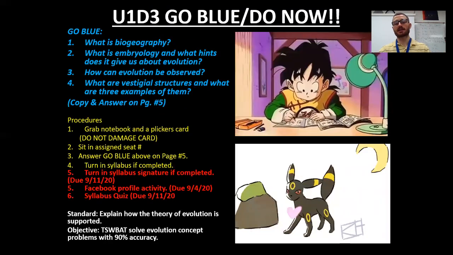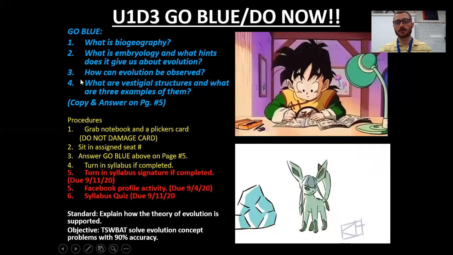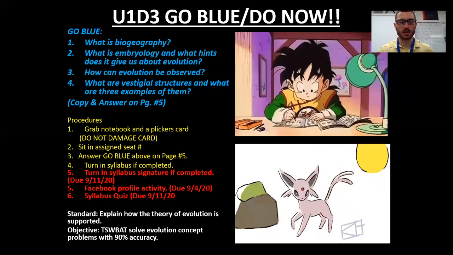Well, as you guys saw in the answers there, again, you should be writing down the Go Blue here. Write this down on page 5, okay? Then you're gonna answer the yellow here, right? 2, the earliest stages of an organism. Different organisms can look the same as embryos, which equals them having a common ancestor. Again, I'm gonna go fast here, so be sure to pause and record as we go along.